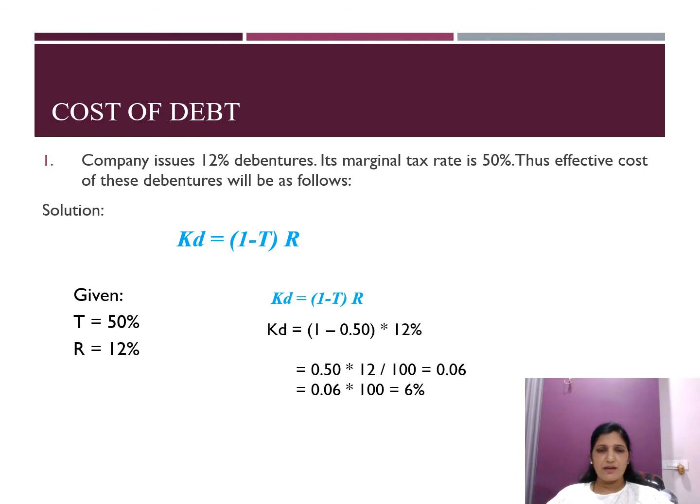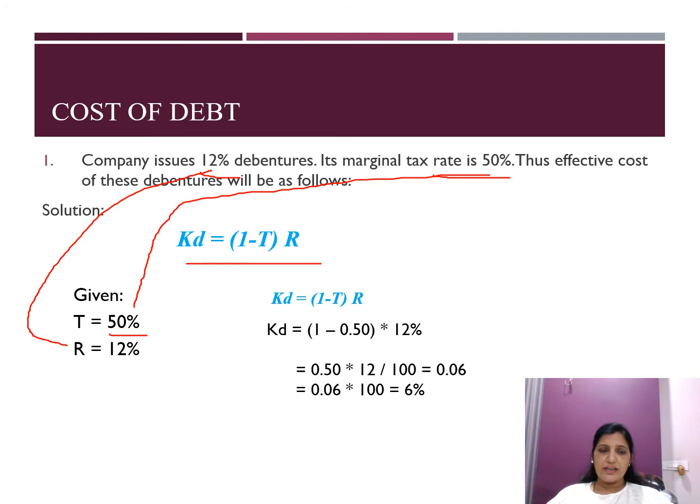We'll see one very simple example. A company issues 12% debentures. Its marginal tax rate is 50%. Thus, the effective cost of these debentures will be as follows. Solution: as there is a tax rate applicable, we'll use the after-tax formula, KD is equal to 1 minus T into R, where T is the tax rate, that is 50%, taken from here, and the rate of interest is 12%. Here the company issues 12% debentures, so this 12% is the rate of interest.